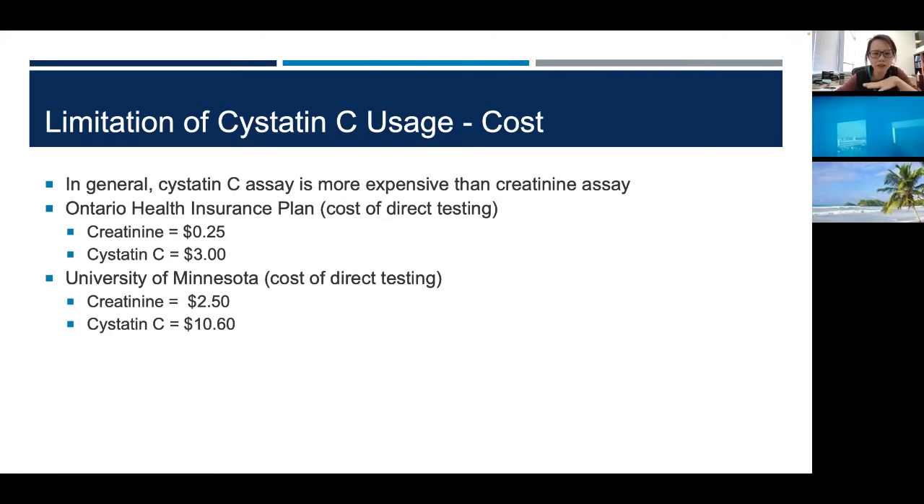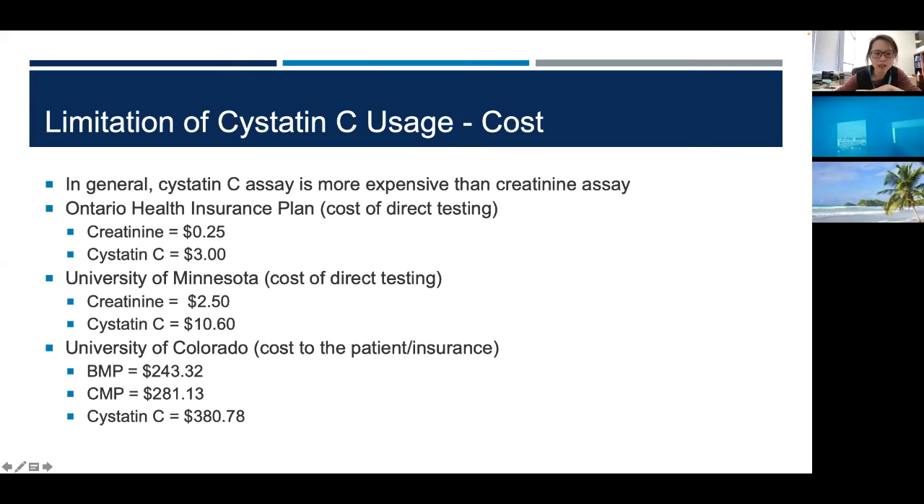And at the University of Colorado, this is the cost that we bill to the patient or insurance company. A BNP will cost about $240, a CNP would be $280, and Cystatin C, the one test alone, costs $380. This is a cost we bill. I don't know how much the patient actually has to pay for Cystatin C, but this is something to keep in mind because there is a cost difference.